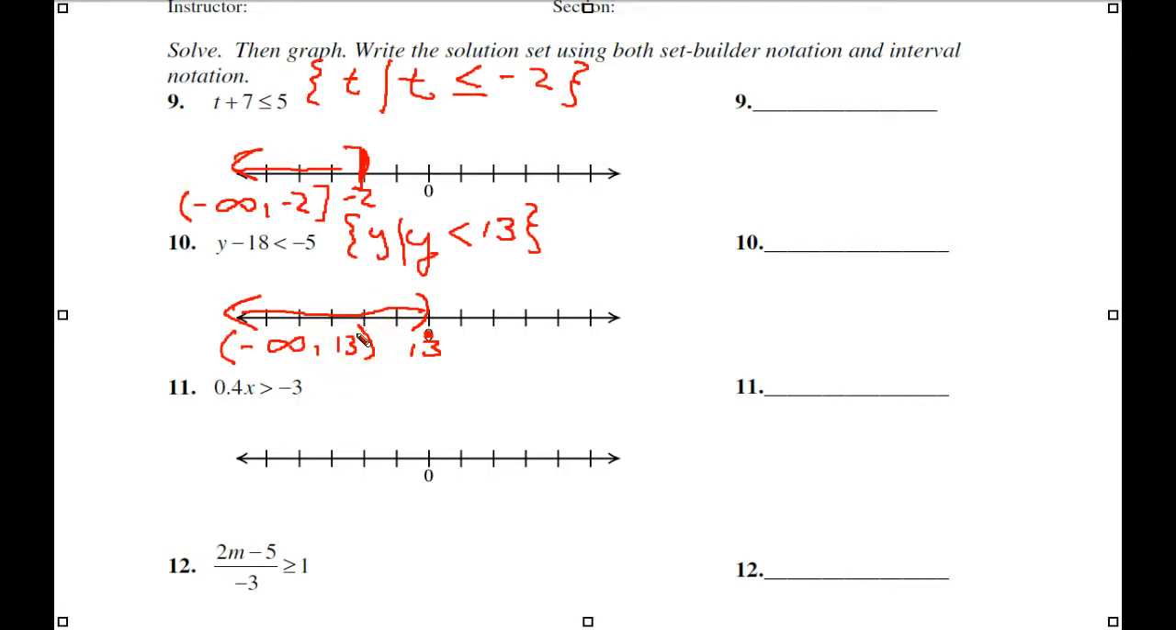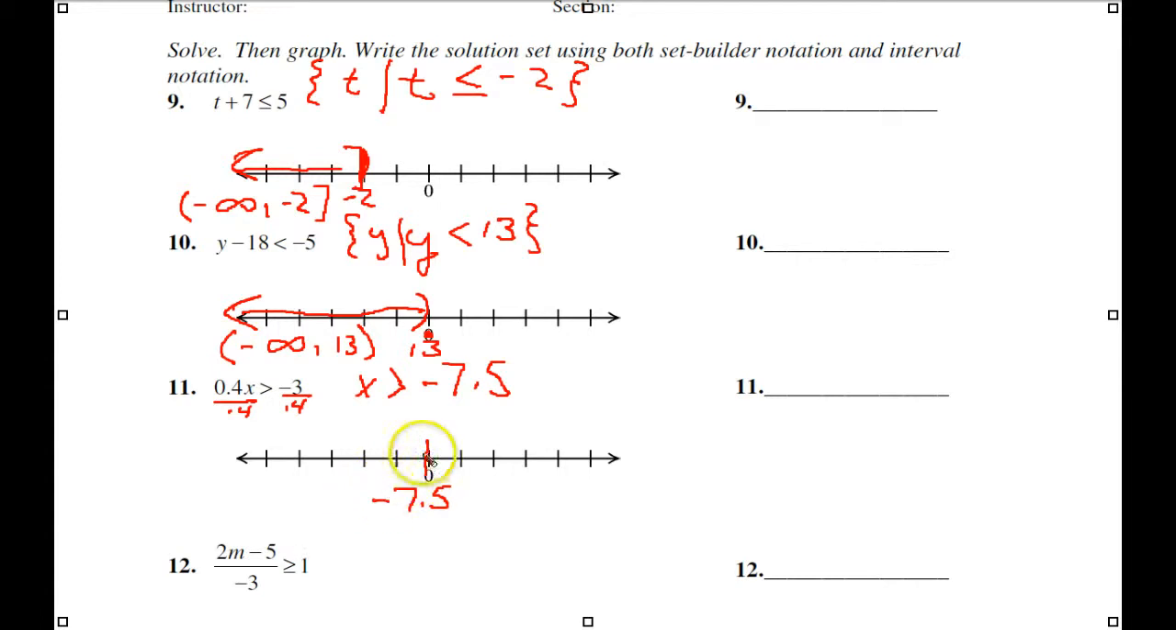Okay, for number 11, here we're just going to divide both sides by 0.4. And as we do our calculation, this is going to be a negative, let me write it out here, x is greater than a negative 7.5. So we just put a negative 7.5 on our graph.